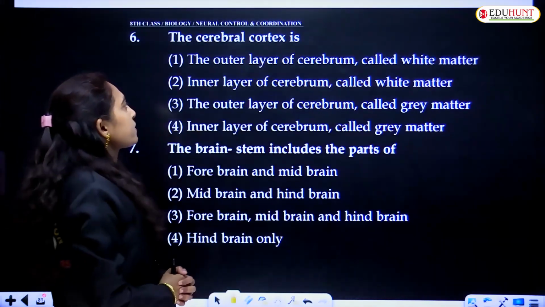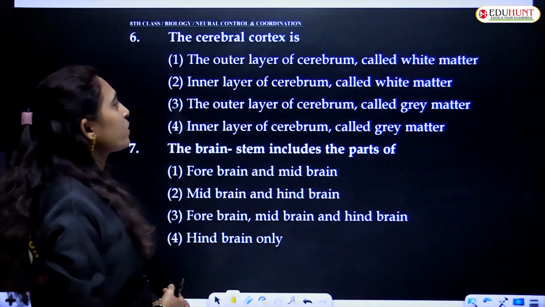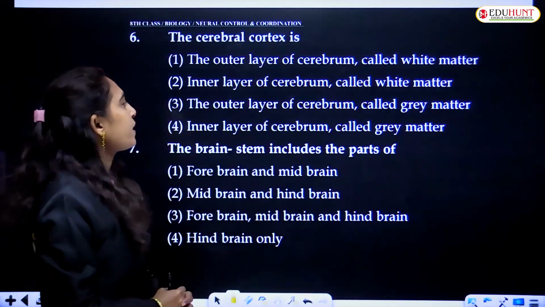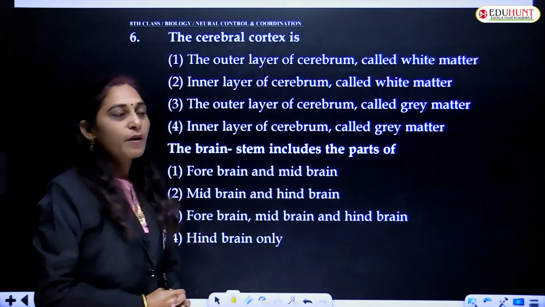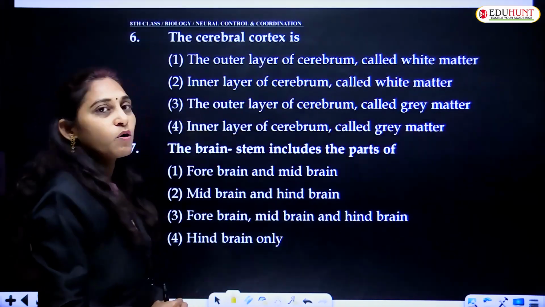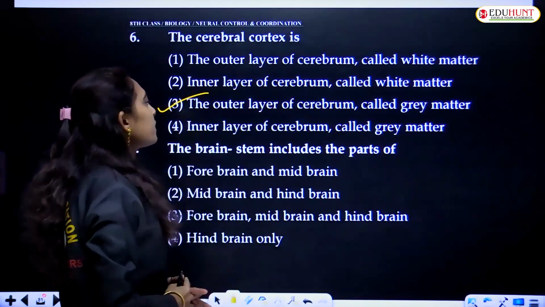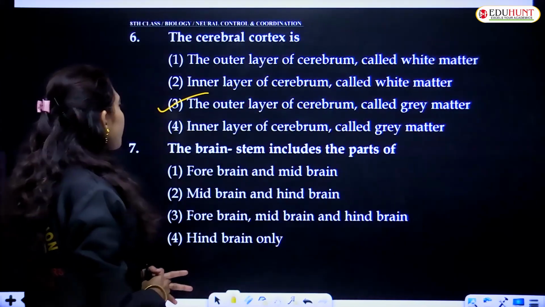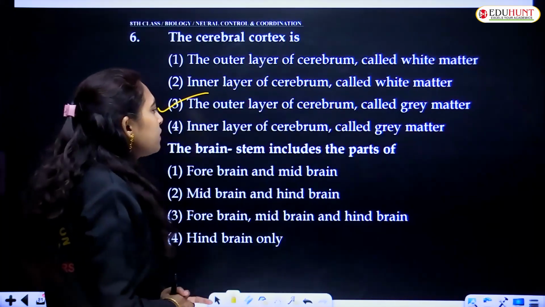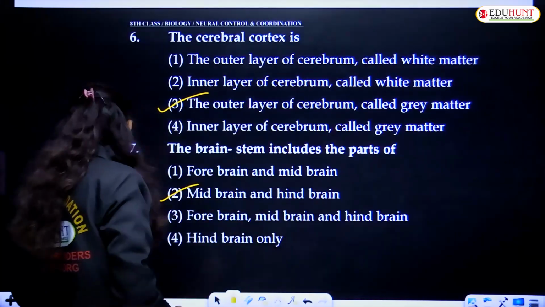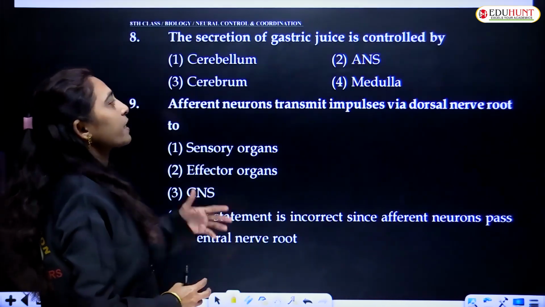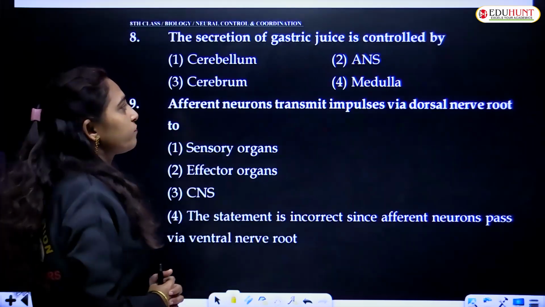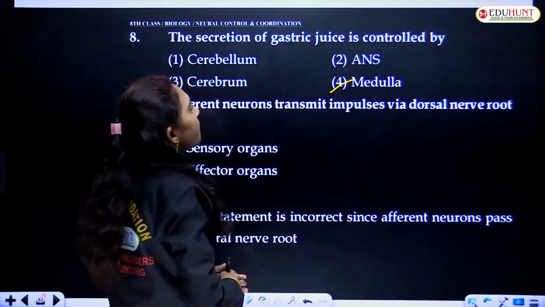The cerebral cortex is the outer layer of the cerebrum called white matter, inner layer of the cerebrum called white matter, outer layer of the cerebrum called gray matter, or inner layer of the cerebrum called gray matter. This is the third option, the outer layer of the cerebrum, which is called gray matter. The brainstem includes parts of the midbrain and hindbrain. The secretion of gastric juice is controlled by the medulla.